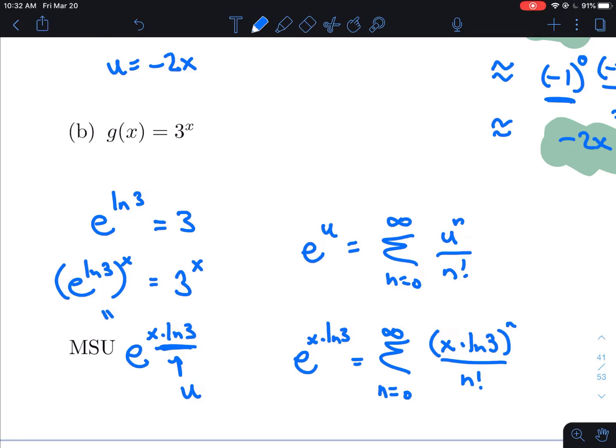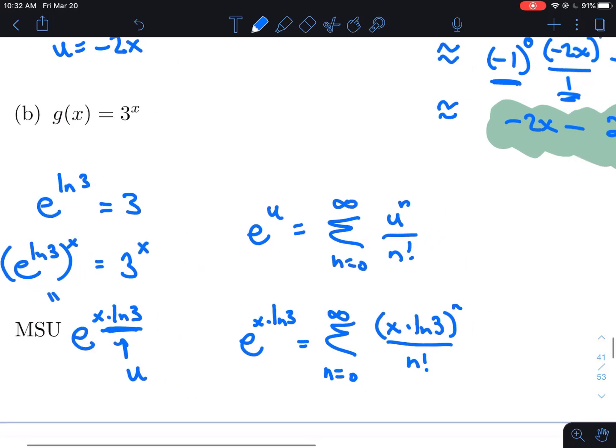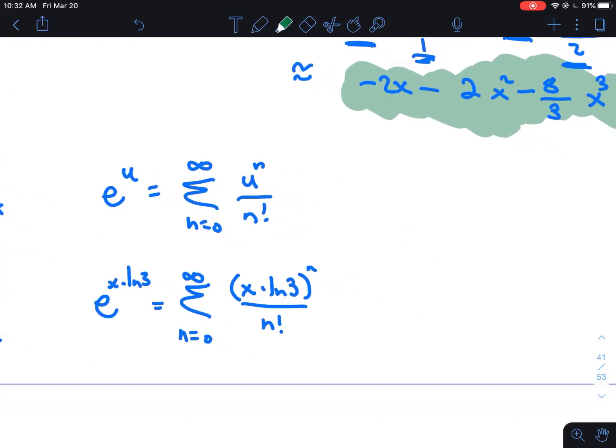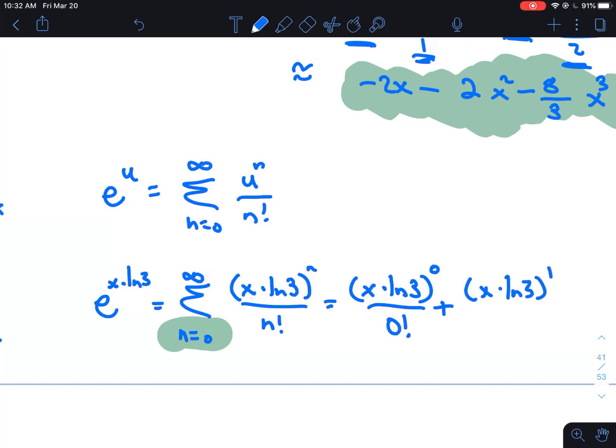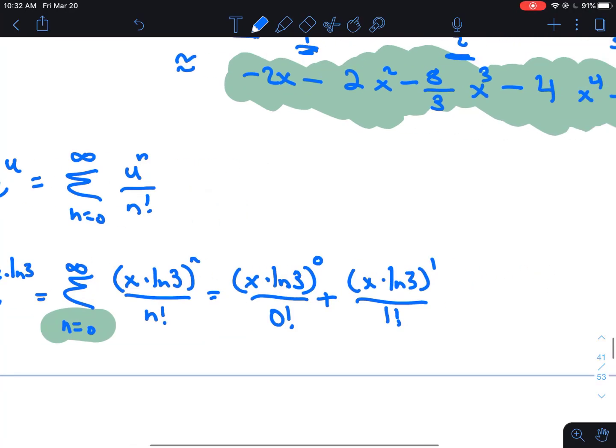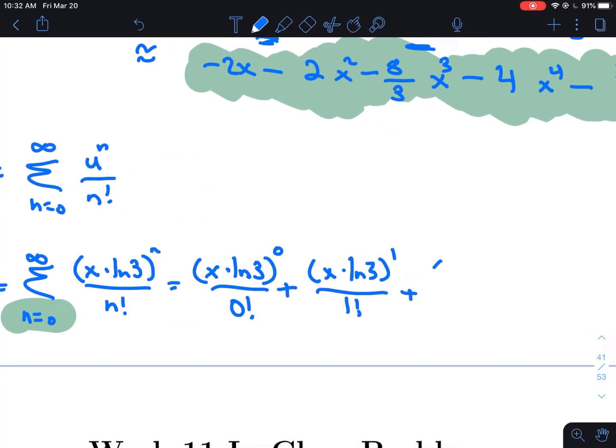And now we can just start expanding this out. Notice that this one starts at n equals 0. You have to be careful here. So starting off at n equals 0, I would have x times the natural log of 3 raised to the 0th power divided by 0 factorial, plus x times the natural log of 3 to the first power divided by 1 factorial. So on and so forth.